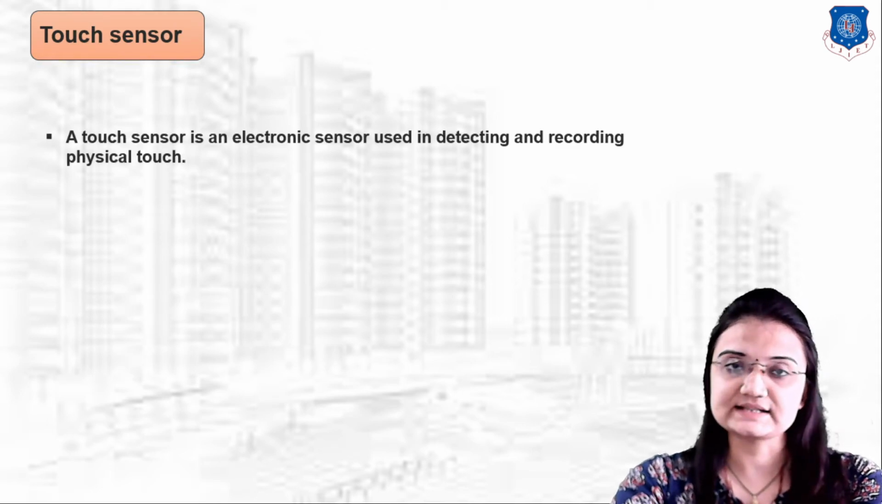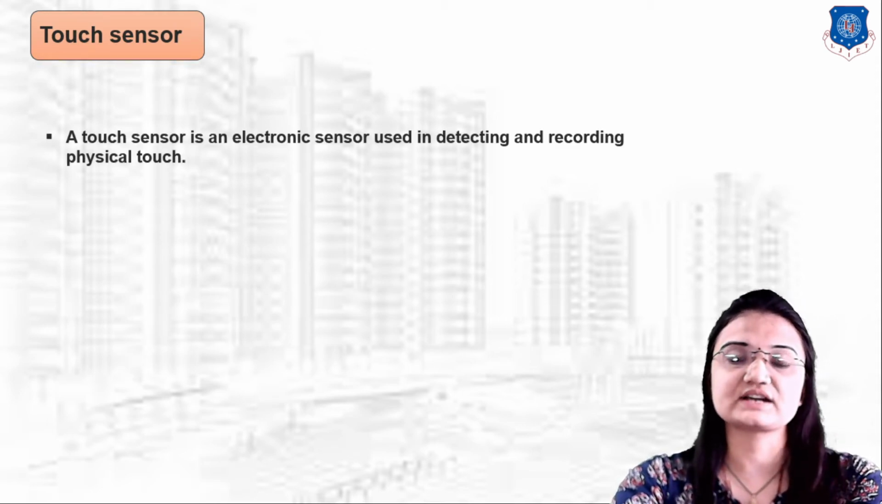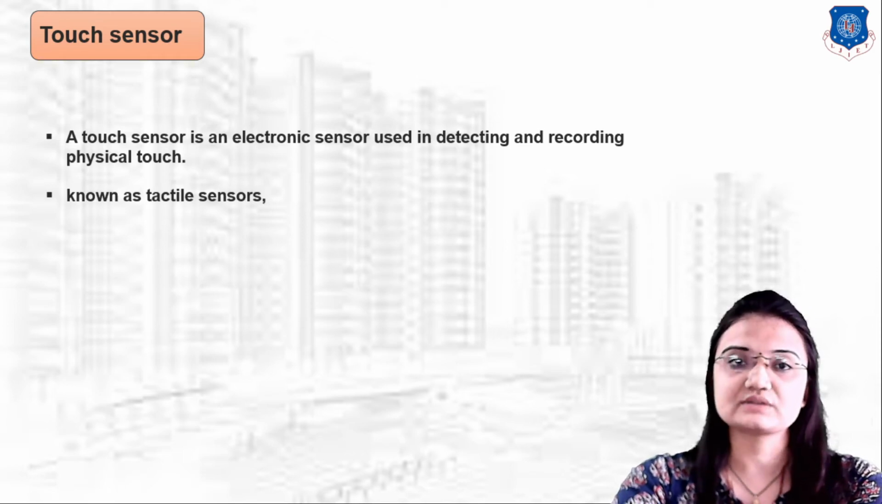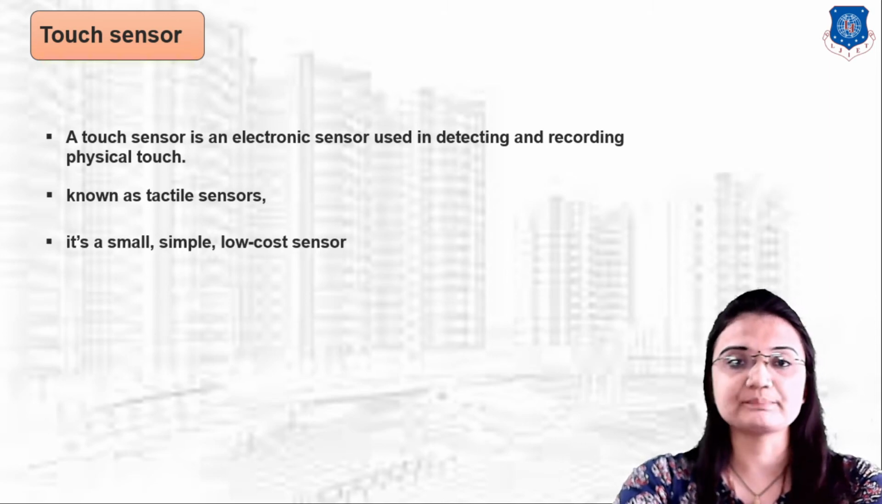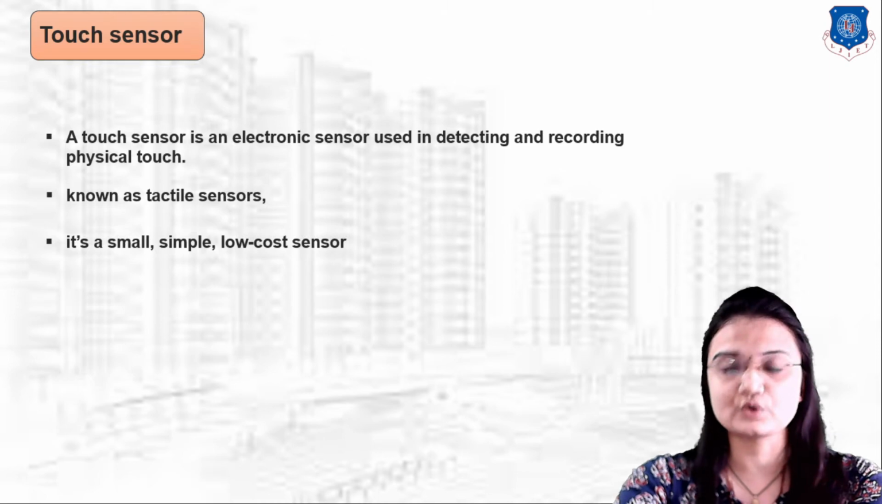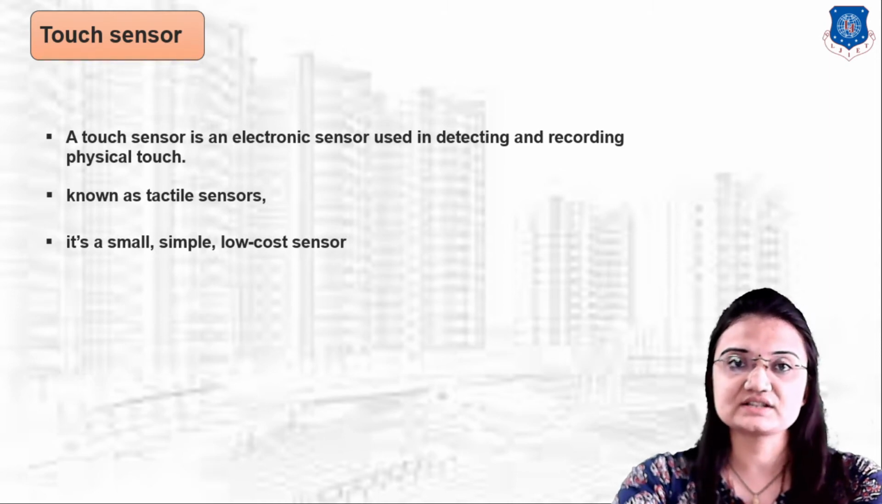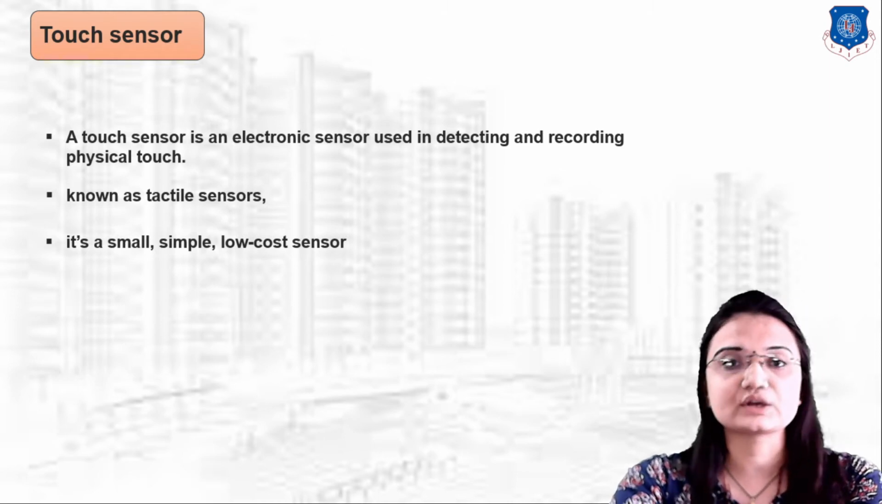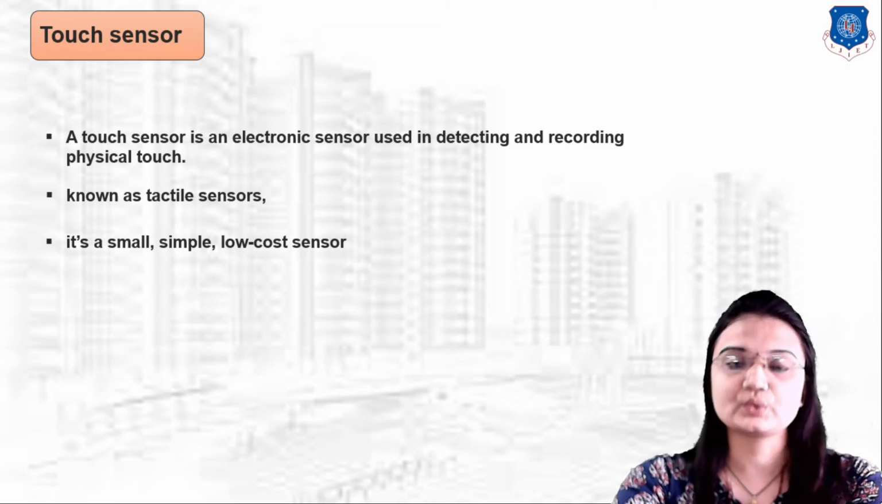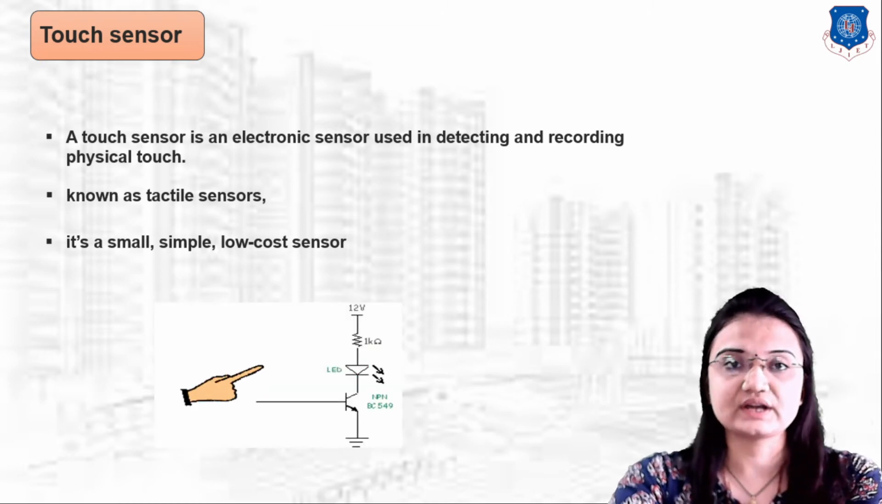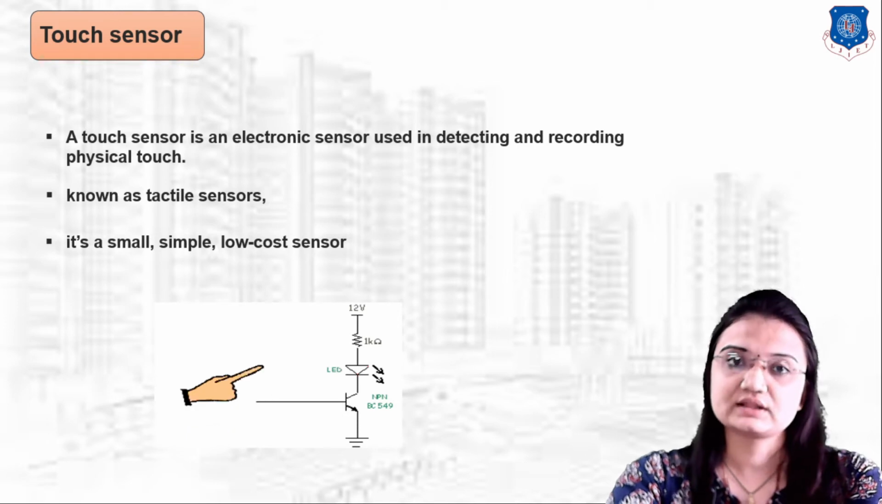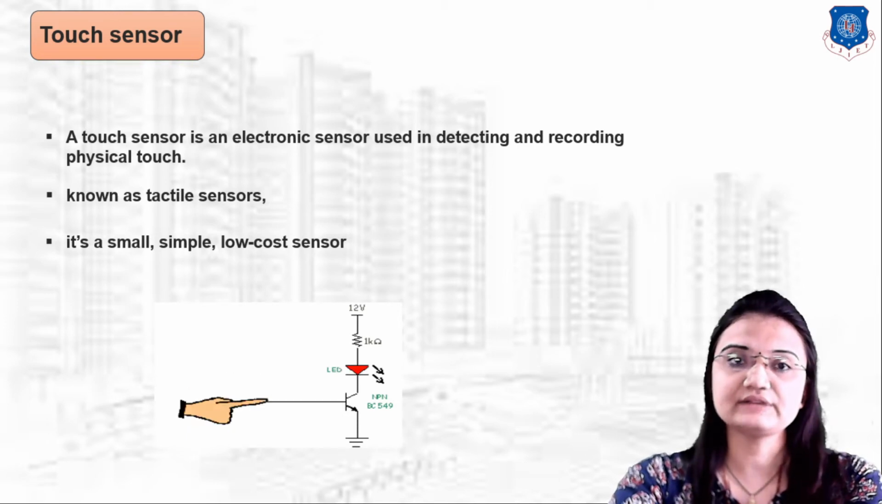A touch sensor is an electronic device that is used in detecting and recording physical touch. Sometimes a touch sensor is known as a tactile sensor. It is a small, simple and low cost sensor. You can clearly see in this video that whenever we touch the circuit of this sensor, the LED will glow. The basic function of the touch sensor is to detect physical touch.